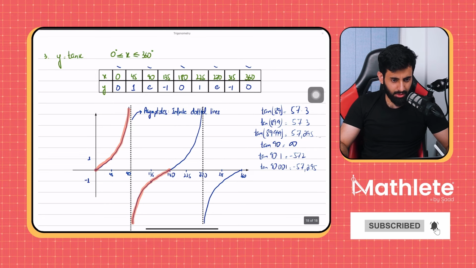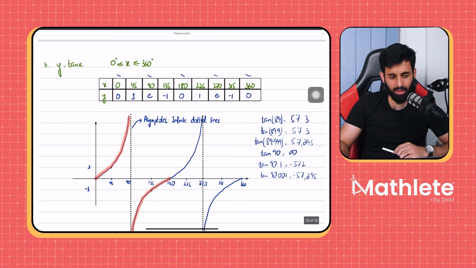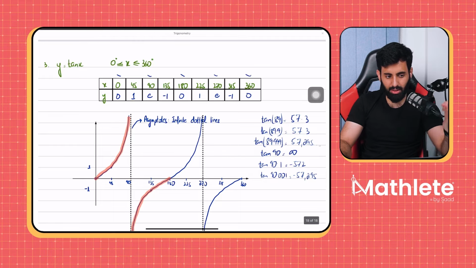So can you explain what a natural period means and where we use it? Natural period is basically the number of degrees it takes for a trigonometric function to complete one cycle. In the case of sine x and cos x, it's 360 degrees. In the case of tan x, it's 180 degrees. Now, where do we use it?